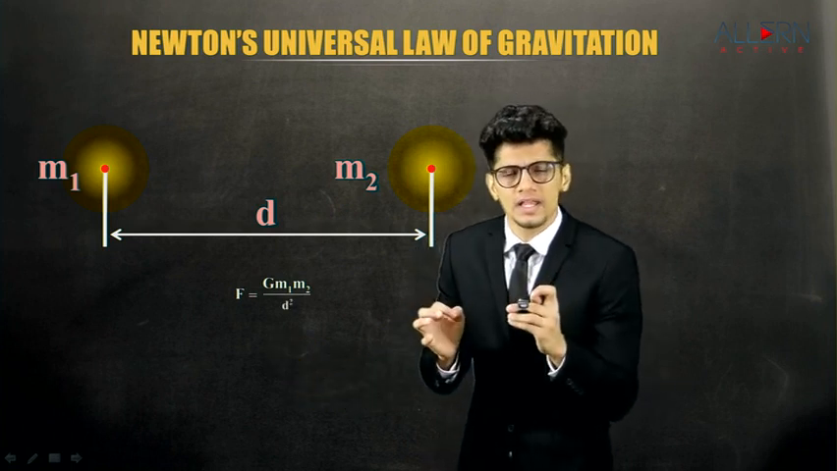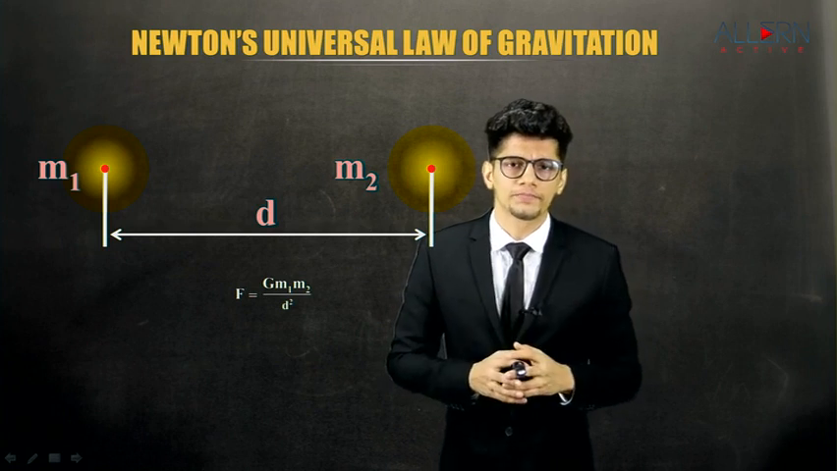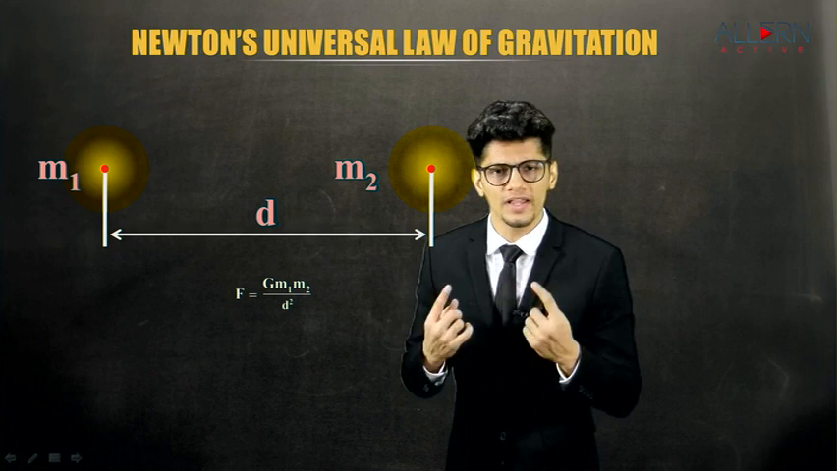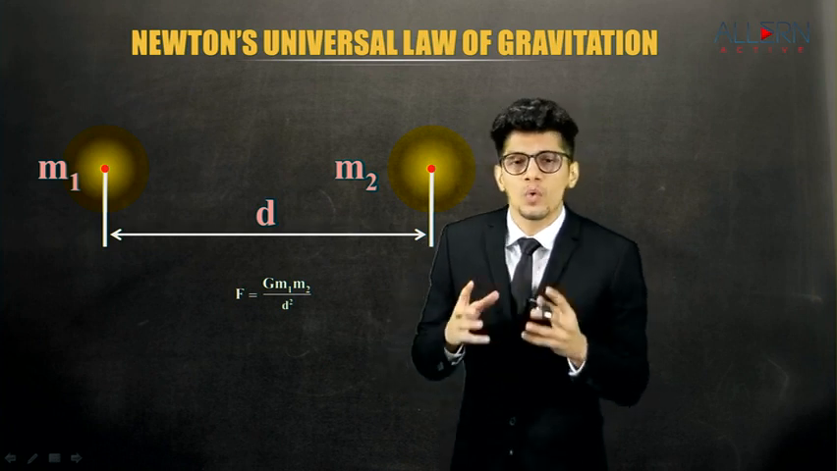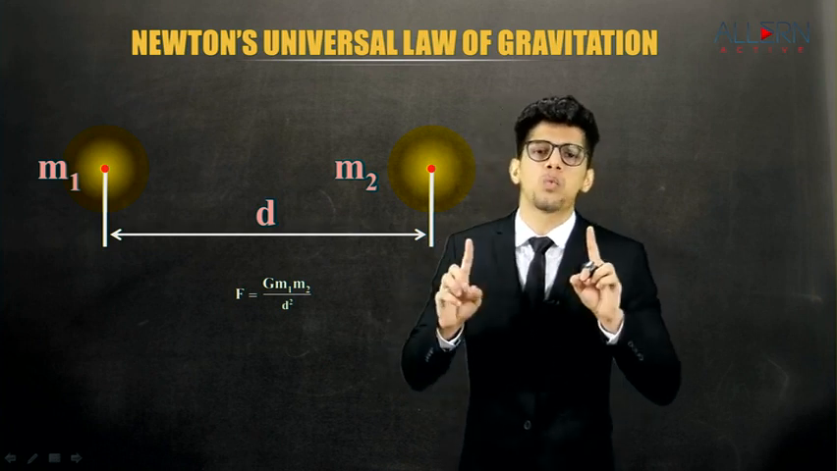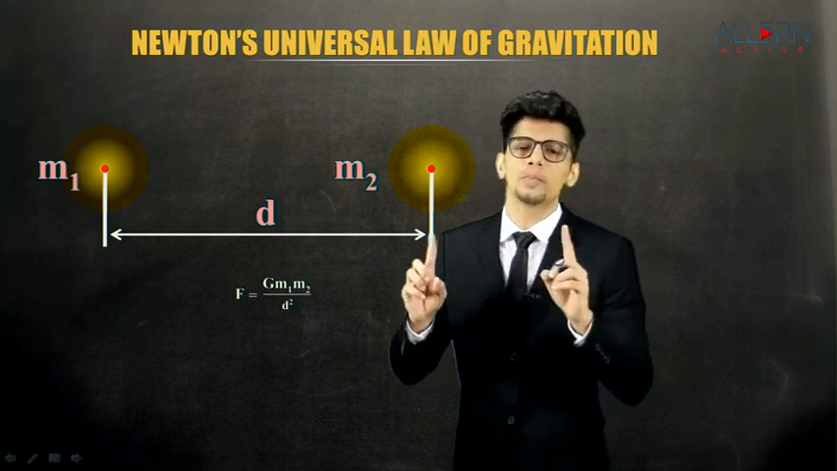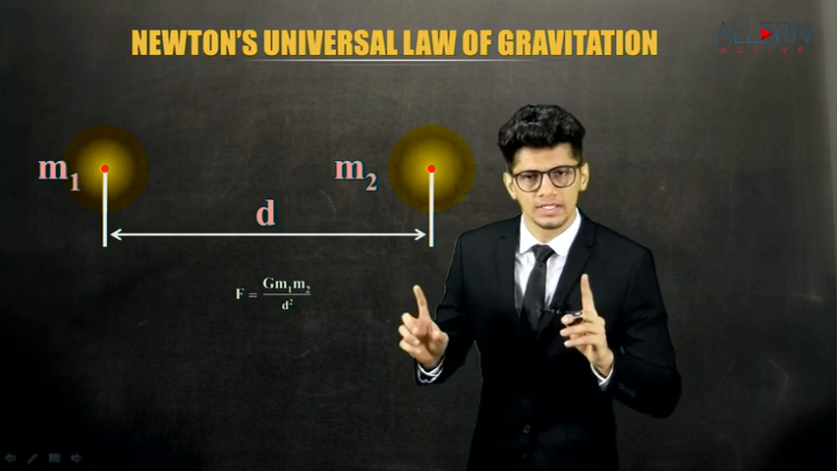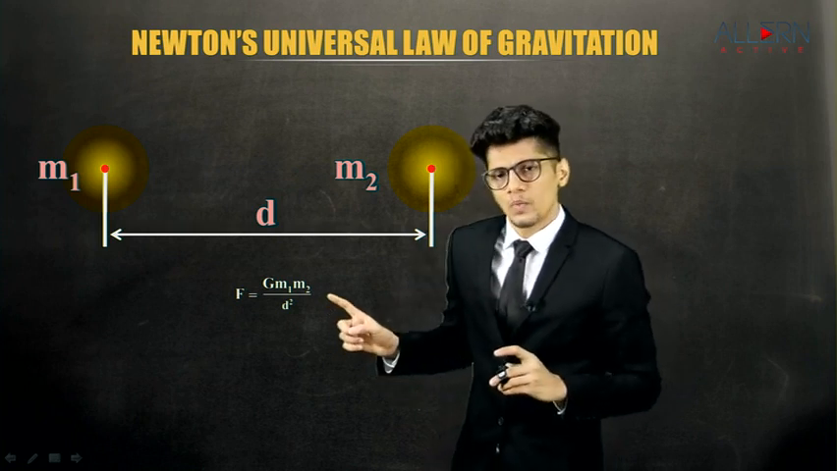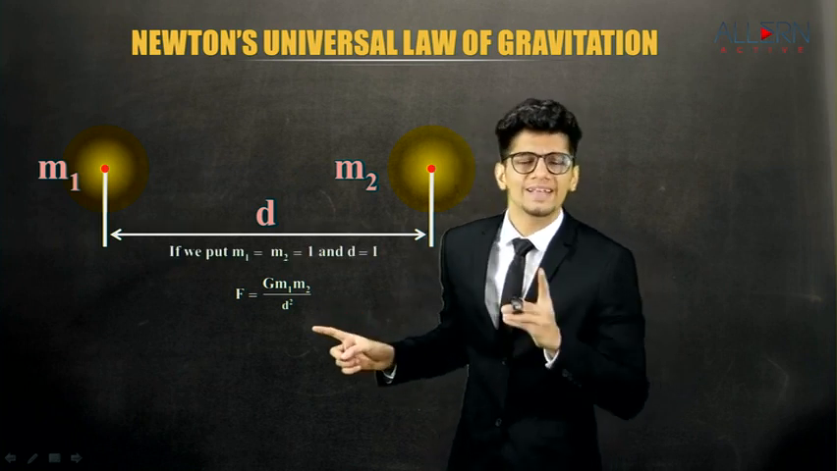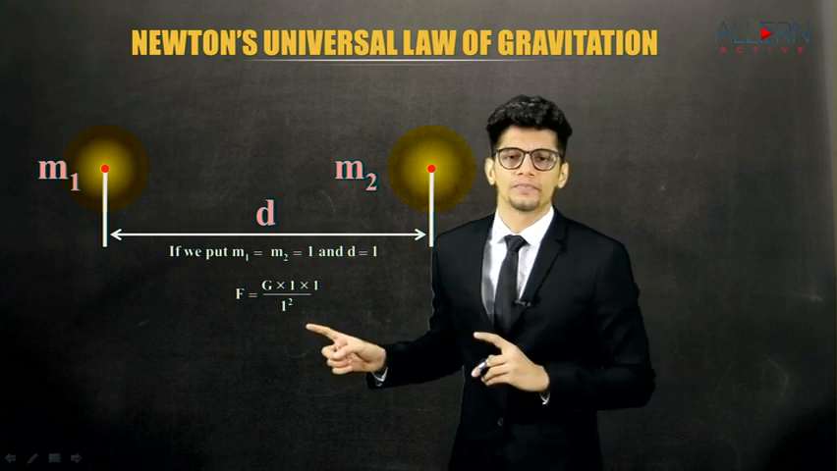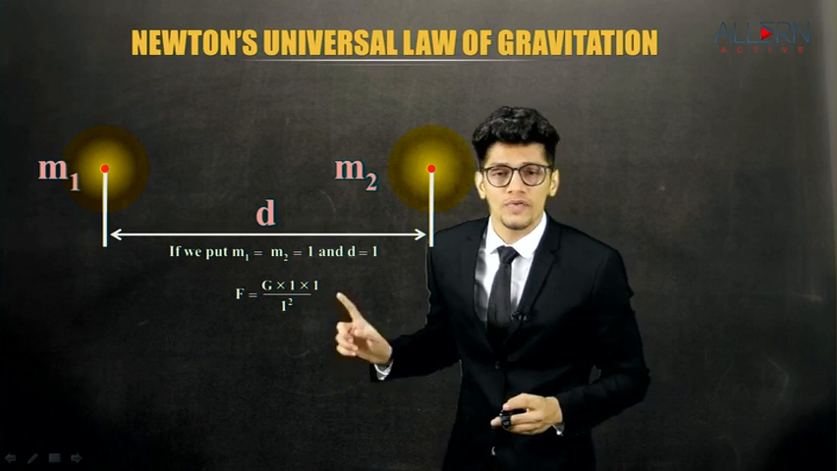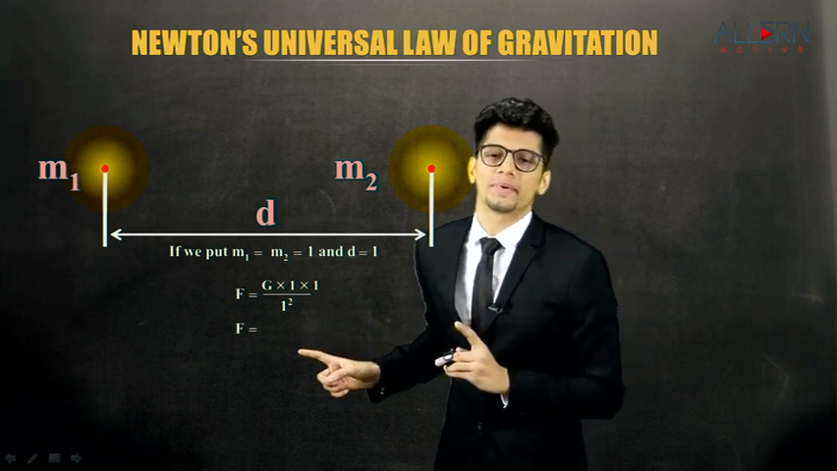But to understand and define the universal constant of gravitation, we'll use everything as 1. That means the masses to be 1 kg and the distance to be 1 meter. Now let's see this. We'll use m1 and m2 as 1 and even d as 1 and substitute it. So we get 1 into 1 upon 1 square, which is obviously 1. So what we obtain is F is equal to capital G.